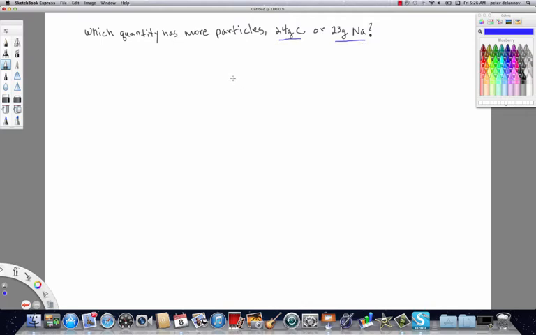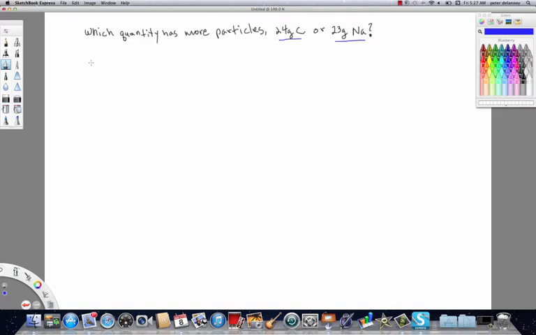Many individuals are going to look at that and evaluate the answer based on comparing the masses of the two particles, and they're going to look at the carbon and go, well, there's 24 grams of carbon, so there must be more of it. But this signals a lack of understanding regarding the mole concept. So here's what you need to remember.